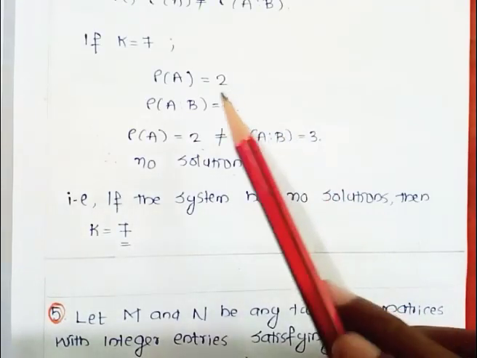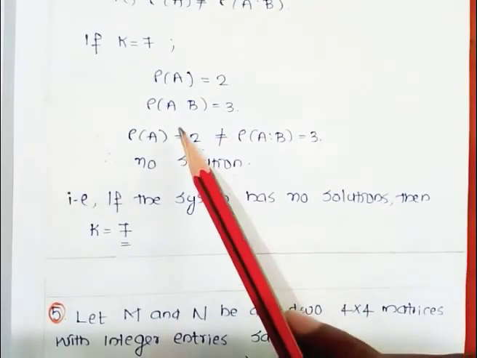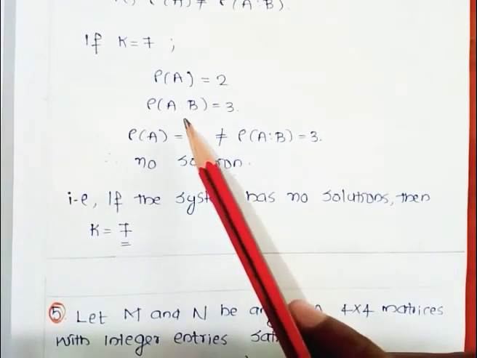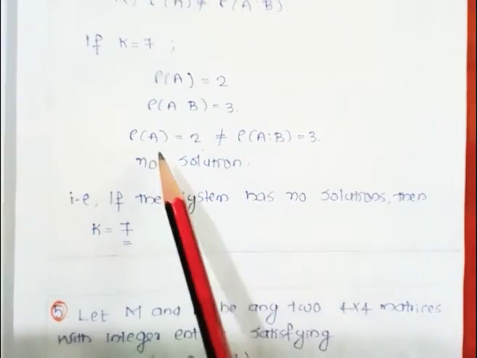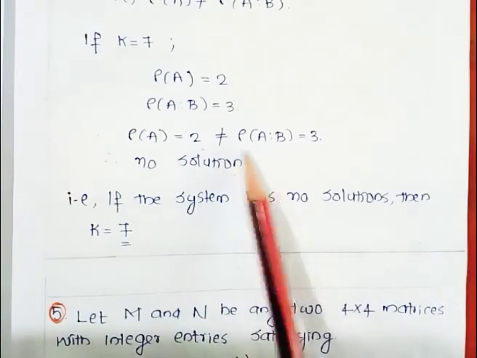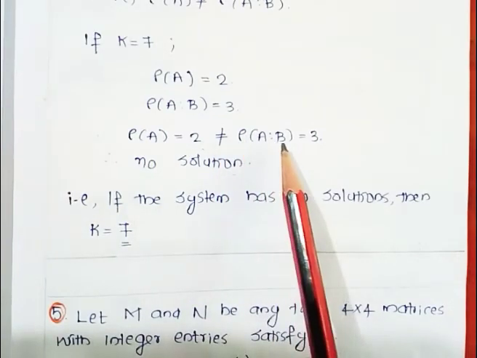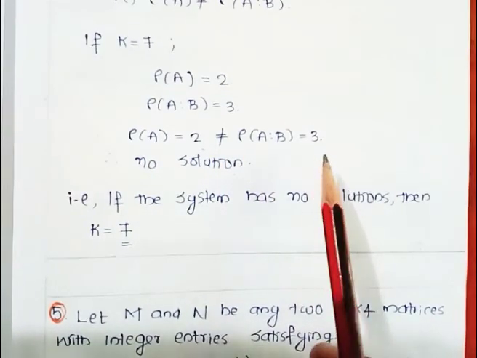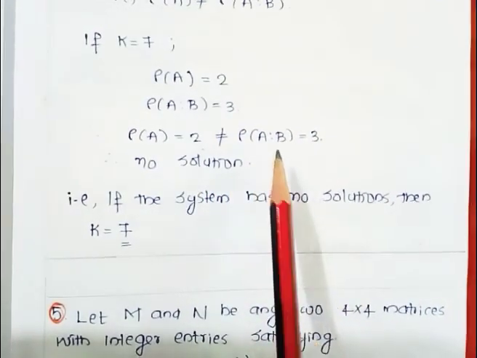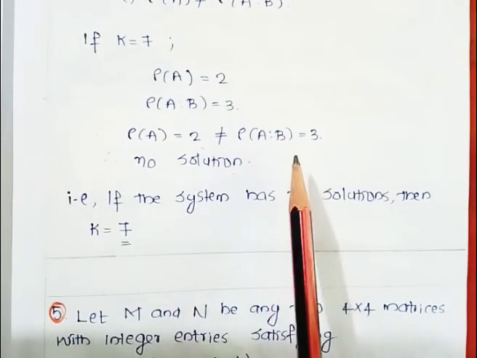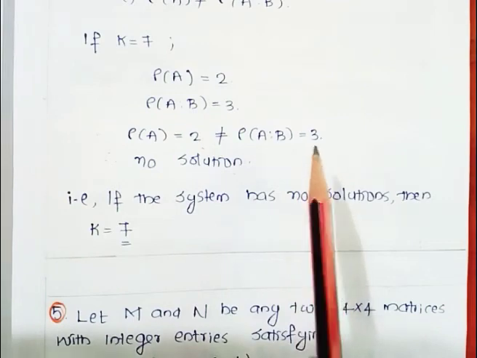That is, we get rank of A is equal to 2 and rank of the augmented matrix A with B is equal to 3. That is, rank of A is equal to 2, which is not equal to rank of the augmented matrix A with B, which is equal to 3. Therefore we have no solution. That is, the system is inconsistent. The system is inconsistent means the system has no solution.